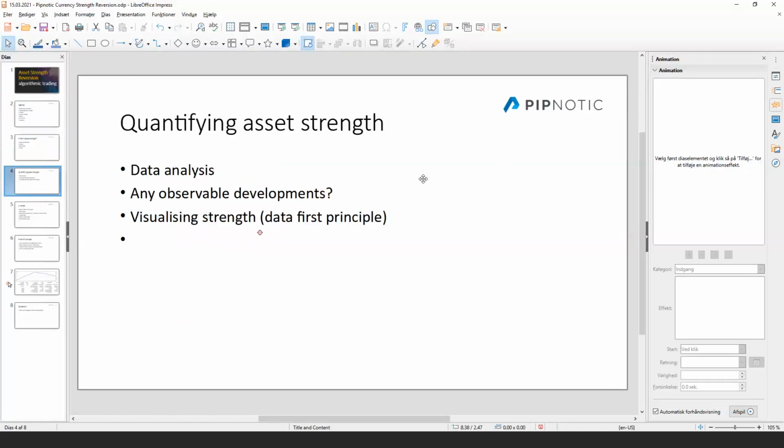Then we have quantifying asset strength, and what I'm doing is I've created a pretty simple quantitative model that reads data from my trading platform, and it performs a lot of analysis on the data that I'm receiving. As a result of that analysis, I know what I'm looking for, and then I'll wait to see if the software is telling me we have some kind of a development happening on Bitcoin US dollar or cotton or orange juice or the euro American dollar.